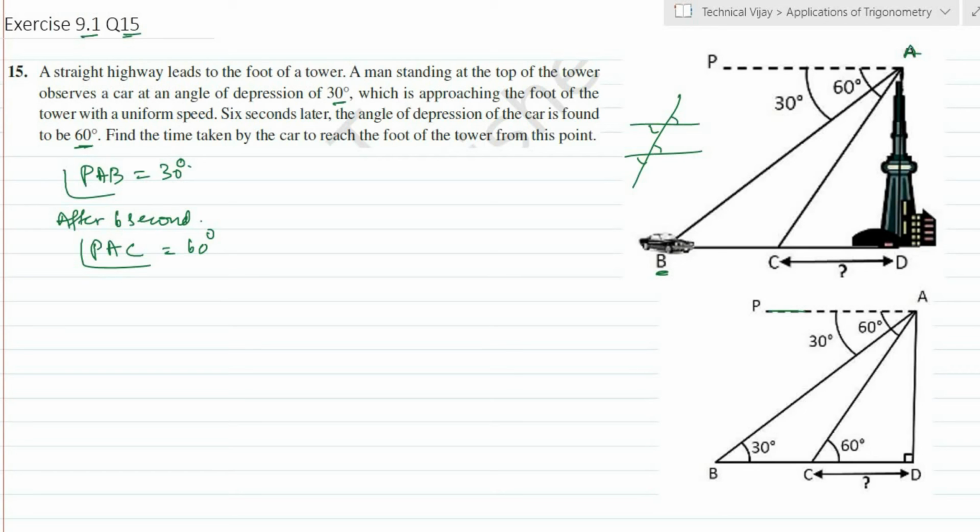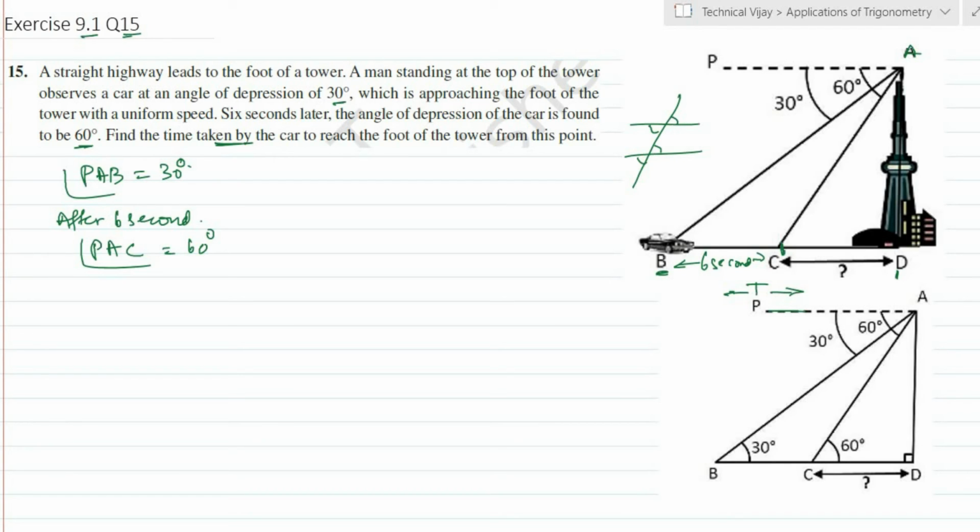Now we will find the time taken by the car to reach the foot of the tower from this point. That is the time taken to approach the foot of the tower. For this distance, from this point up to this point, 6 seconds is given. After 6 seconds it comes here. So for this much distance it has taken 6 seconds; for the remaining distance, how much time it takes, we can calculate.